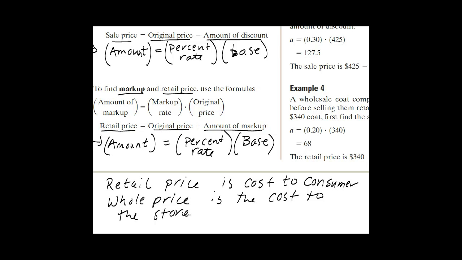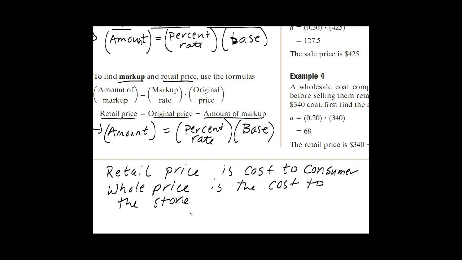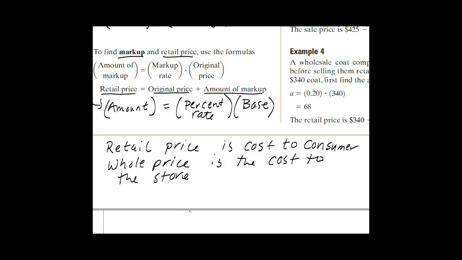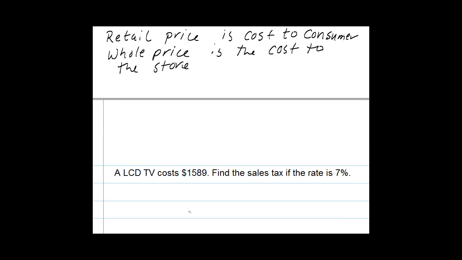And the difference between those is the markup, or the amount that the store makes from selling you that product. So that's what a retail price is. All right, so let's look at some examples.